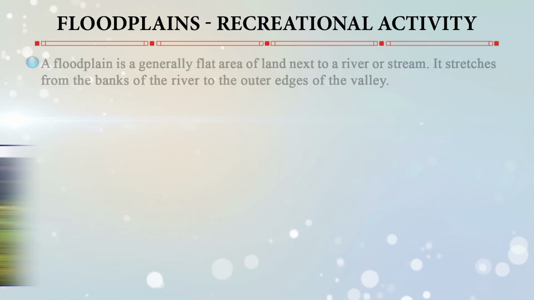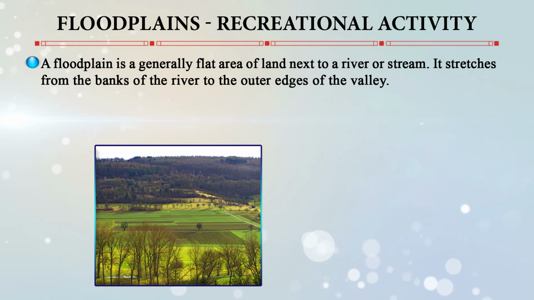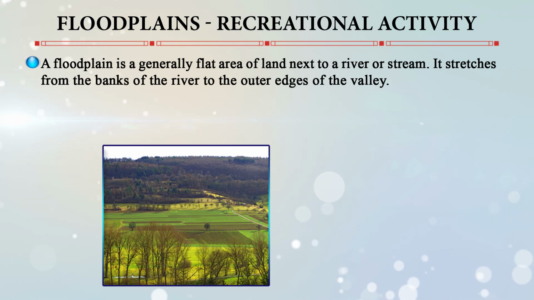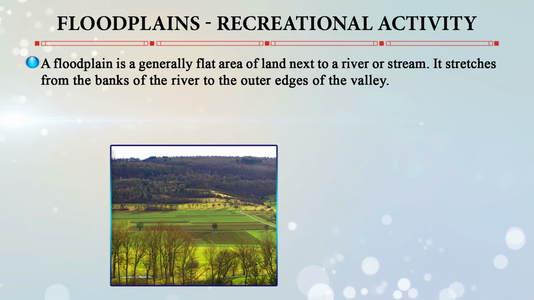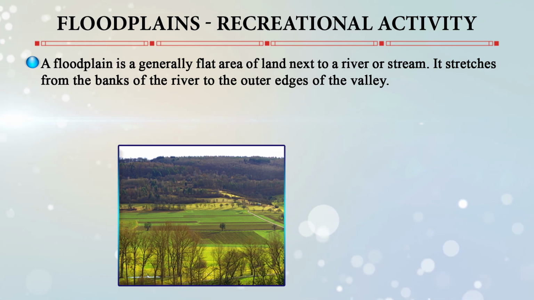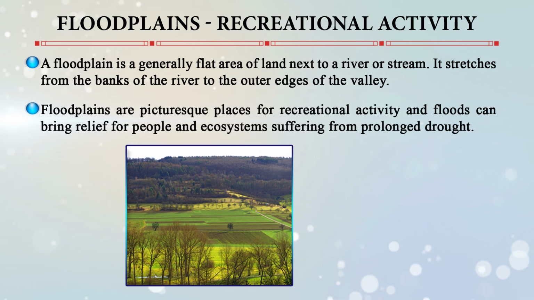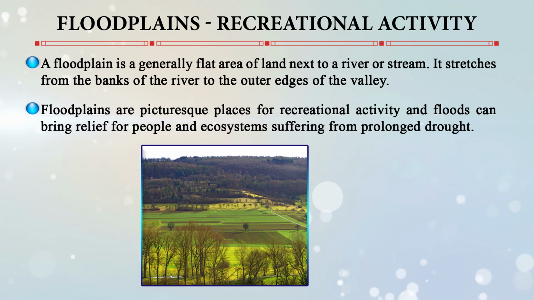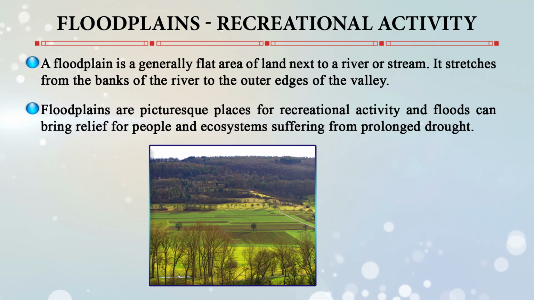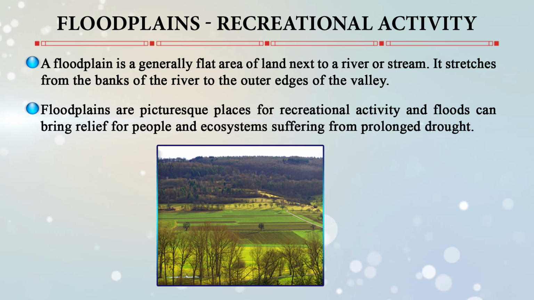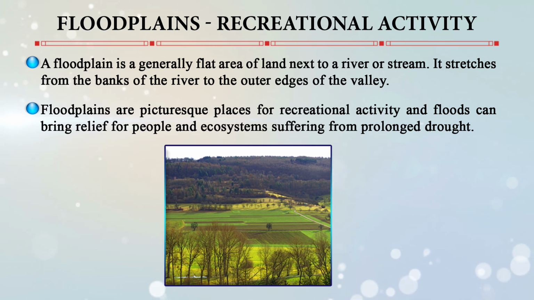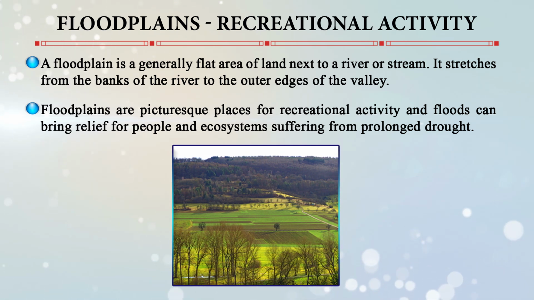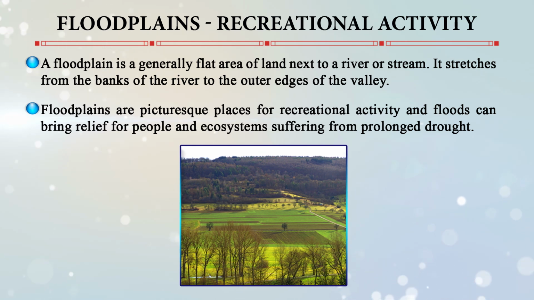For example, floodplains are also an area and a source for recreational activity. A floodplain is generally a flat area of land next to a river or a stream, and it stretches from the banks of the river to the outer edges of the valley. These are picturesque places. If you have ever been to the floodplains, they are beautiful places for recreational activity, for picnics, family outings and ecotourism, and they can bring relief for people and ecosystems suffering from prolonged drought. So, floodplains are a place for recreational activity.